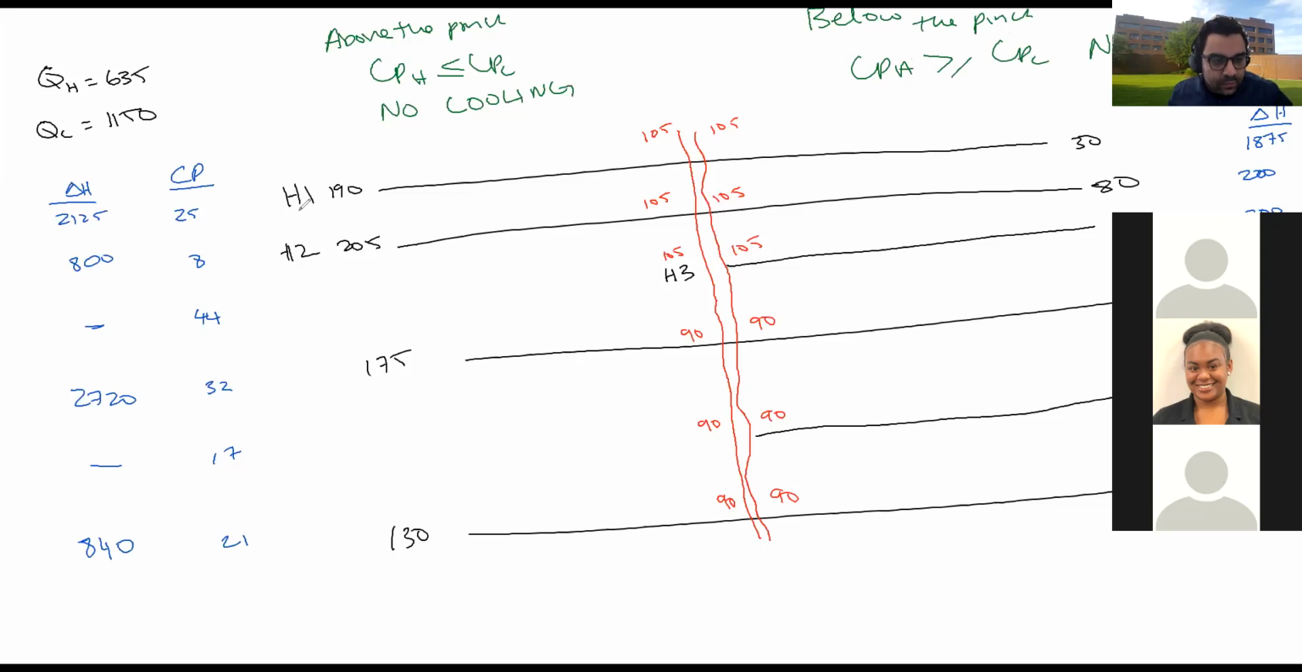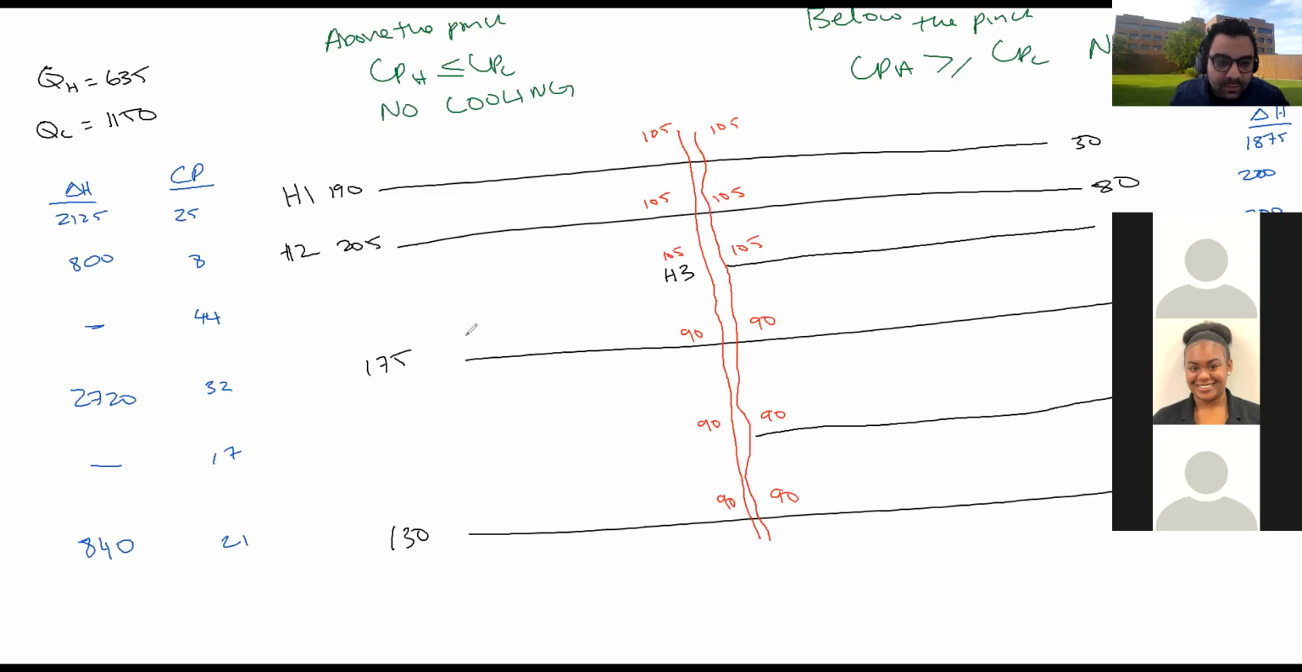Let's have a look here. So I'm going to start with H1. H1 had a CP of 25. I'm going to compare it to the first cold stream available above the pinch, which is C1. 25 versus 32. Is this match possible? So 25 is less than 32. So this match is possible.